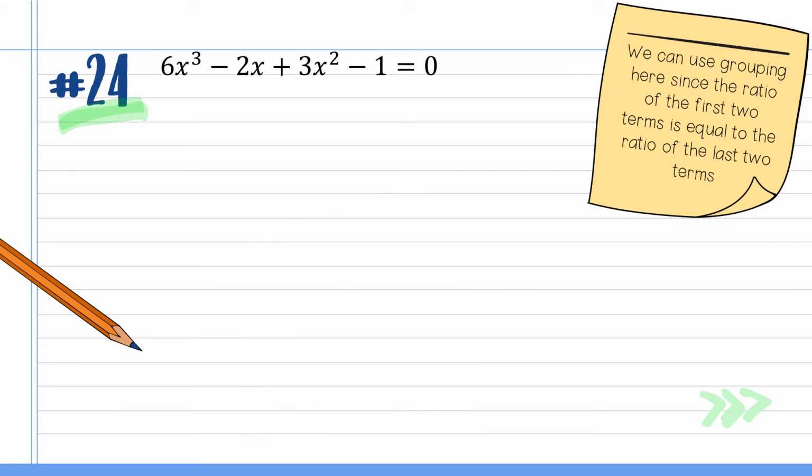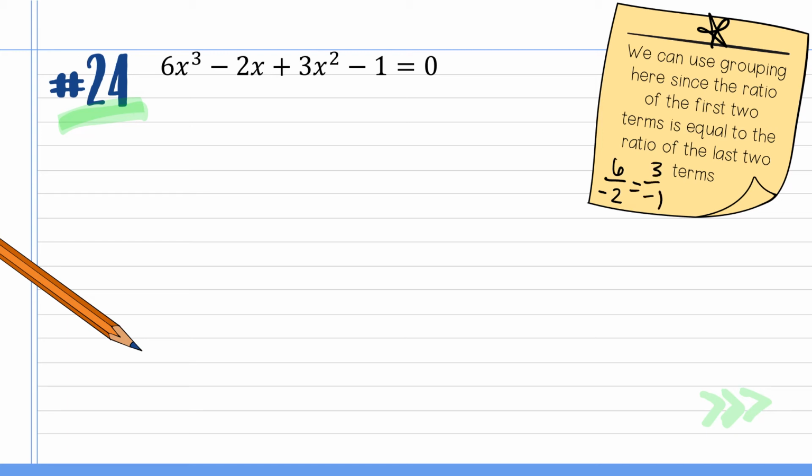Okay, for number 24, we want to factor to solve 6x cubed minus 2x plus 3x squared minus 1 equals 0. Because we have 4 terms, our automatic instinct is to use factor by grouping, but we just want to take note that the reason we're allowed to use grouping here is because the ratio of the first 2 terms, 6 to negative 2, is equal to the ratio of the last 2 terms, 3 to negative 1.